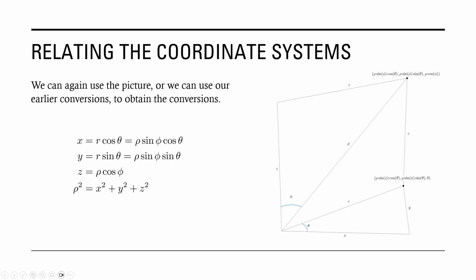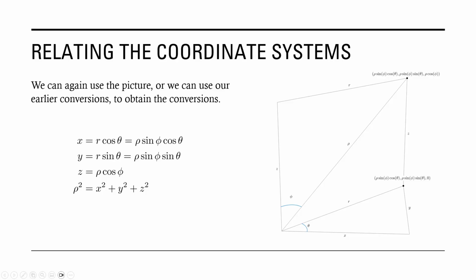And now I can also figure out the other formulas. If I look at my angle phi here, then r is the opposite of phi. So r is rho sine phi. So I'm going to take this r and replace it with rho sine phi in each of these. And this gives us our conversions for x and y to go to spherical coordinates. And finally, the z is the adjacent with my phi here. So it's going to be rho cosine phi.